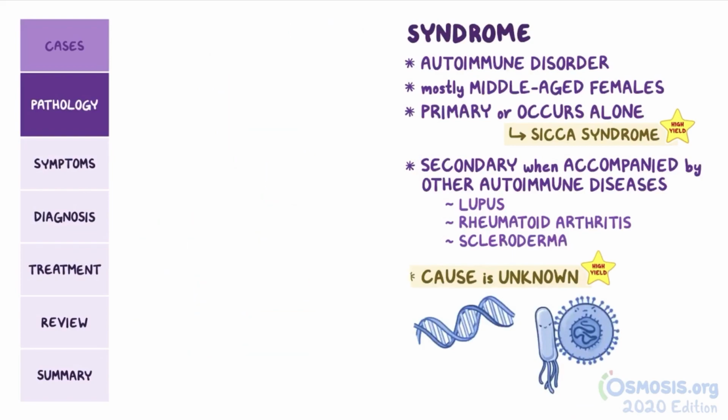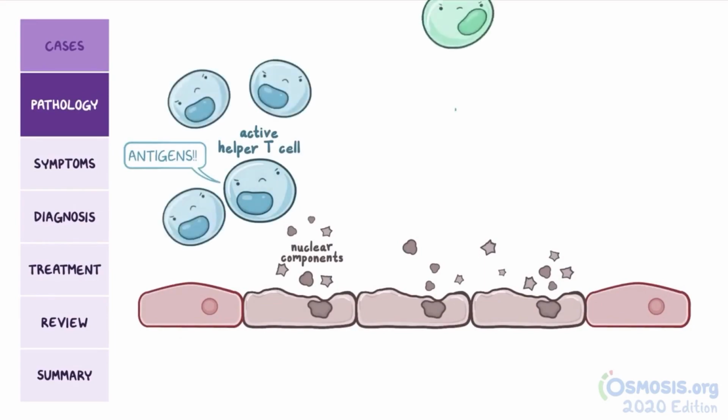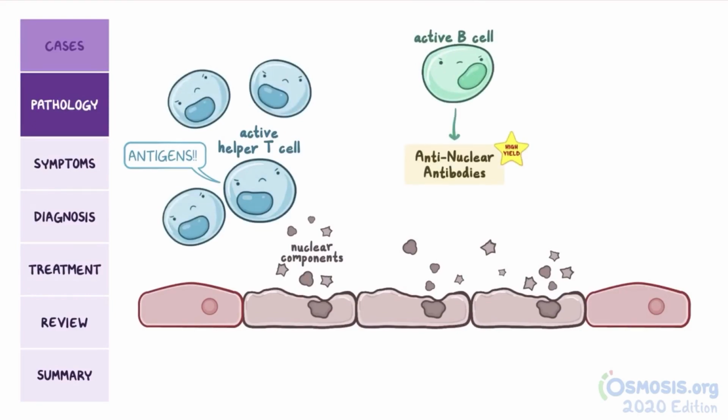In Sjogren's syndrome, some helper T cells perceive nuclear components that leak out of dead or damaged cells in the body as antigens. These T cells become active and proliferate, and then activate B cells, which start producing anti-nuclear antibodies, or ANAs, against the nuclear antigens. A high-yield fact to remember is that the 2 types of ANA formed in Sjogren's syndrome are anti-SSA-Rho and anti-SSB-La antibodies, which are formed against ribonuclear proteins SSA and SSB.